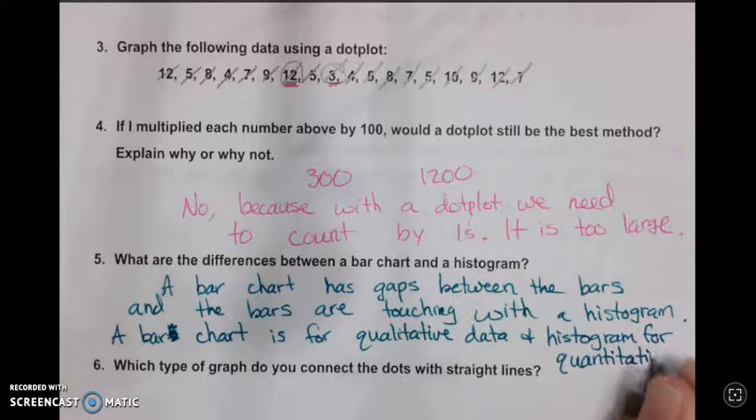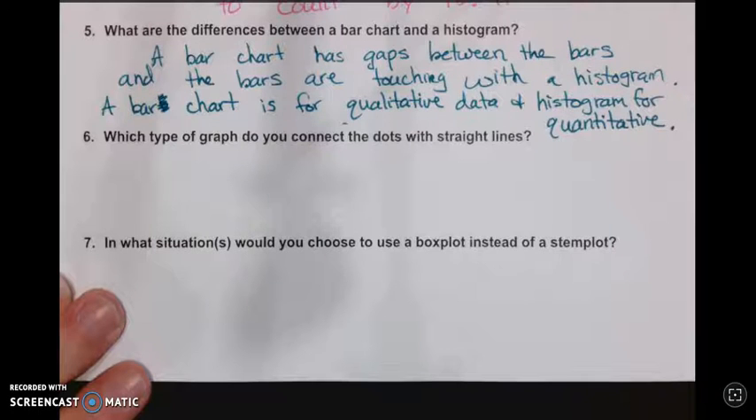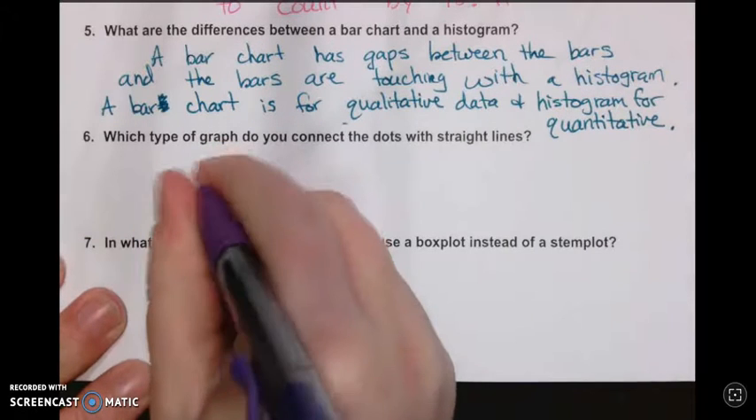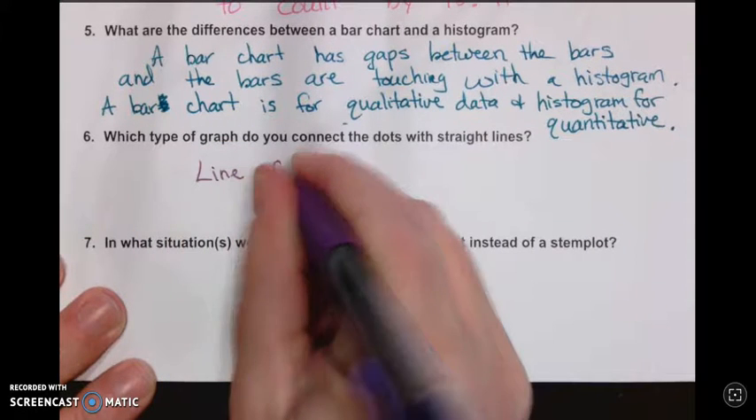And quantitative means that it's with numbers. So if you said it's categories and numbers, that would be an acceptable answer as well. There is only one graph where we connect dots with straight lines. So you have all the dots and you connect the dots. The only one you do that with is a line chart or a line graph.